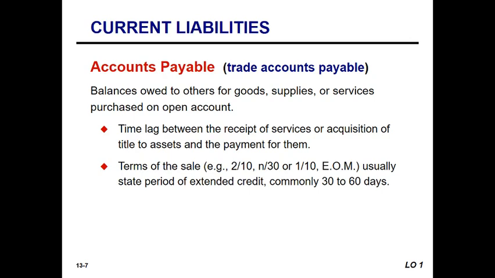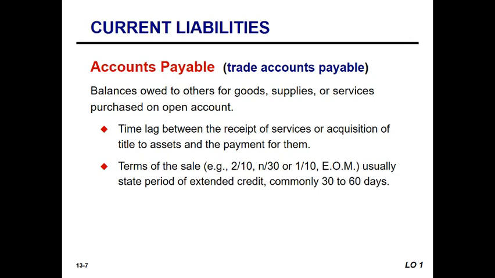So, in order to balance the receipt of the assets in the books, we need to recognize the obligation that we owe to that vendor. Obligation equals liability. The terms of that sale, whether they're 10 days, 30 days, 60 days, 6 months, whatever the case may be, is going to help determine whether this is current or noncurrent.